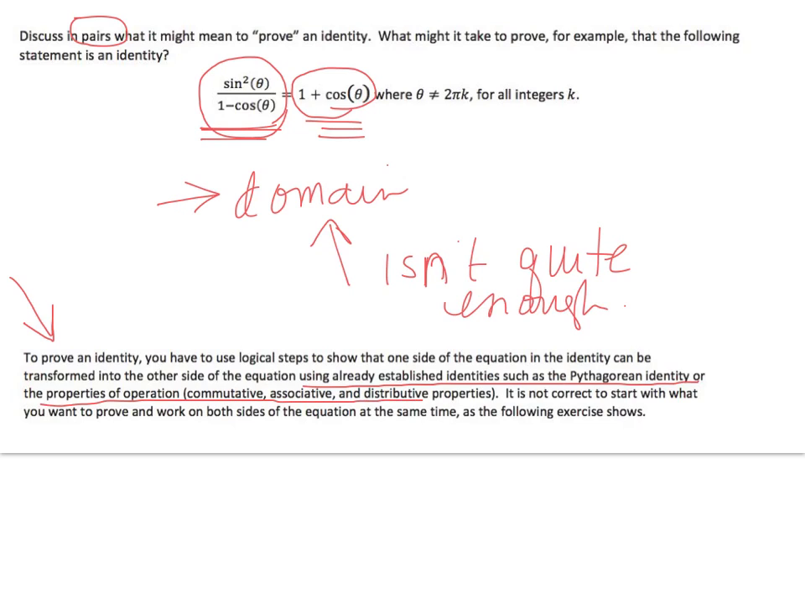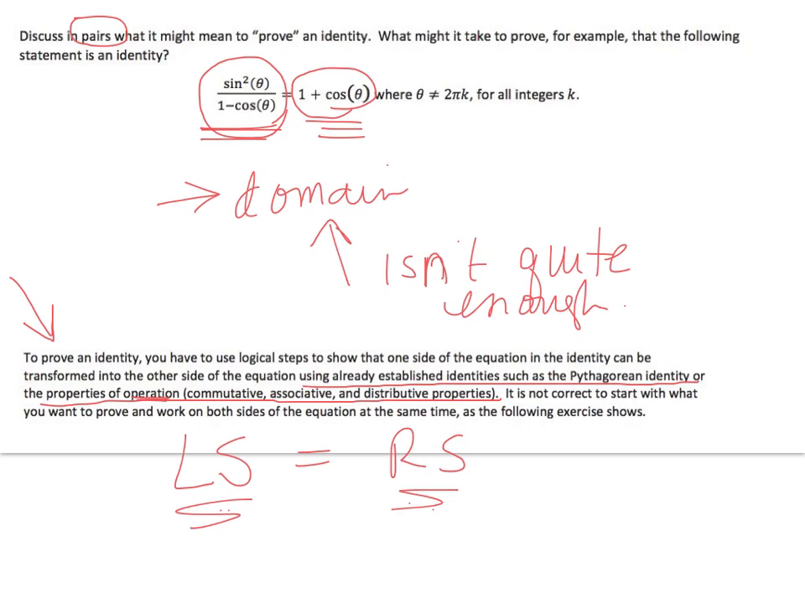We're going back into Algebra 1. Actually, we're going into pre-algebra, 6th grade math, talking about operations. It is not correct to start with what you want to prove and work on both sides of the equation at the same time, as the following exercises show. What the following exercises are going to show is we have a left side of the equation and a right side, and you just work and work to prove that they're equal. Well, you can't do that, and that's what we're going to show.